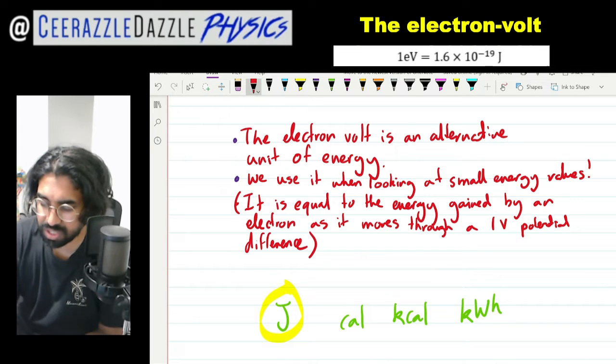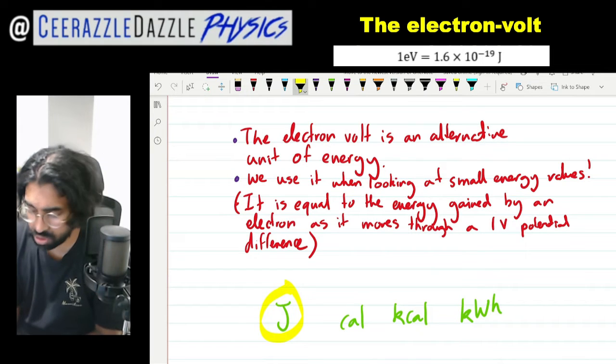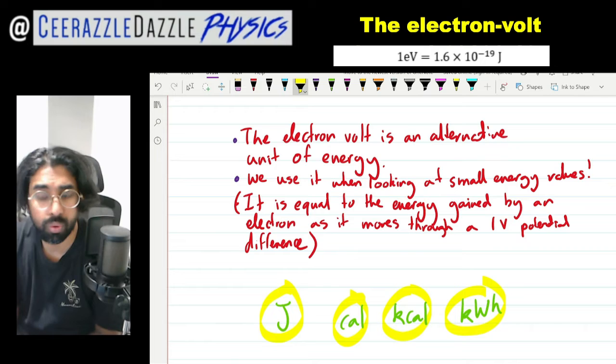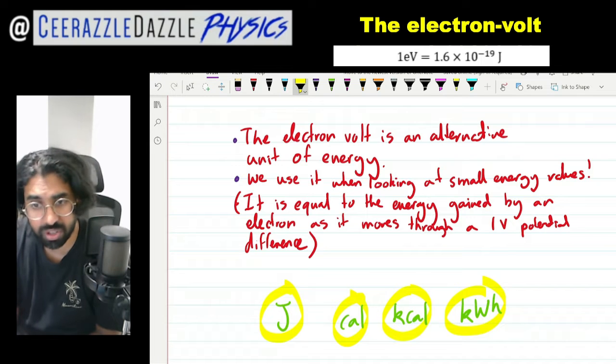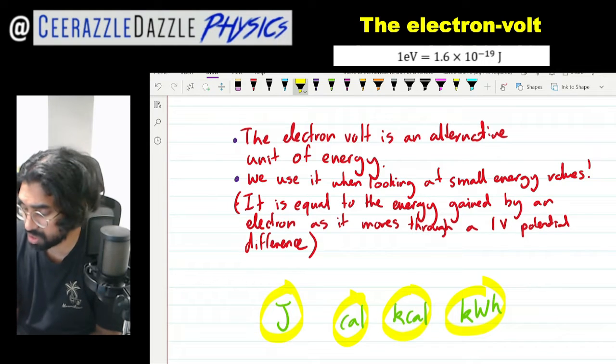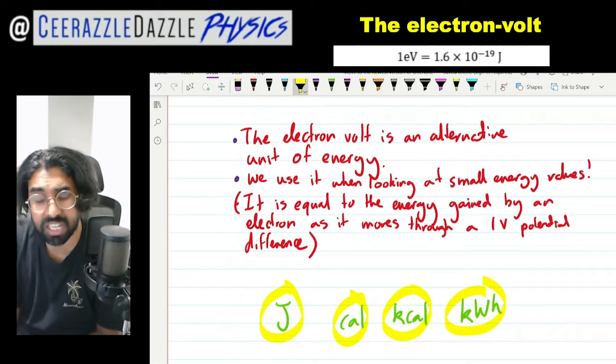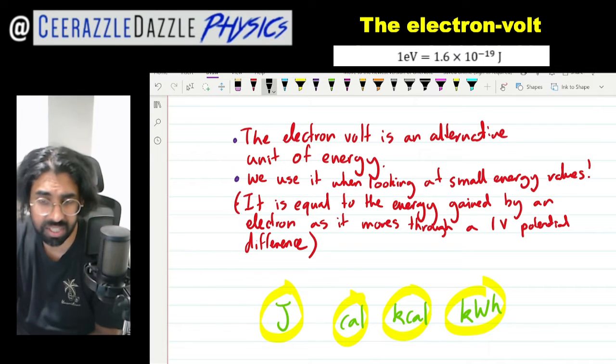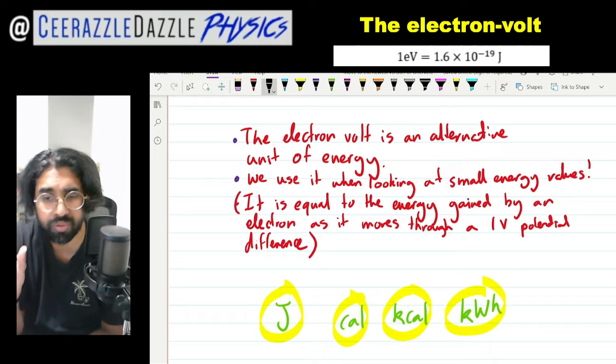As a starting point, I've got joules, that's a unit of energy, calories, don't forget food, kilocalories, and kilowatt hour over here. All of these are units of energy. Even the kilowatt hour, because that's kilowatt, which is power, times hour, which is time, so power times time is a unit of energy. But in this lesson, we're going to be talking about electron volts, which we use in physics when we're dealing with very small values of energy.